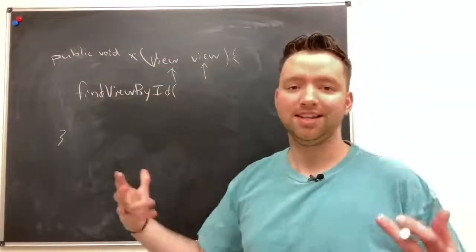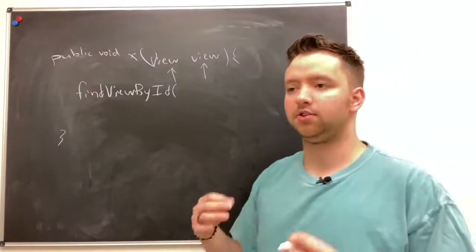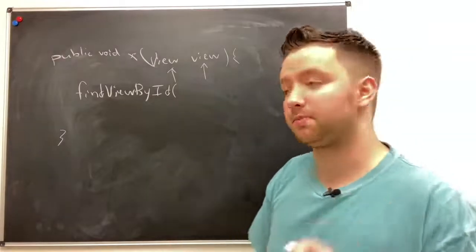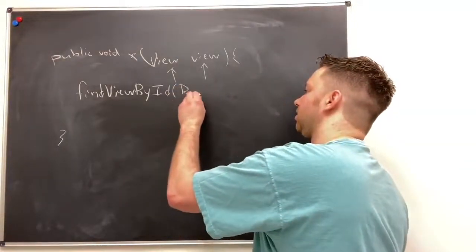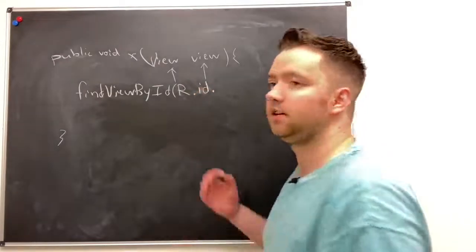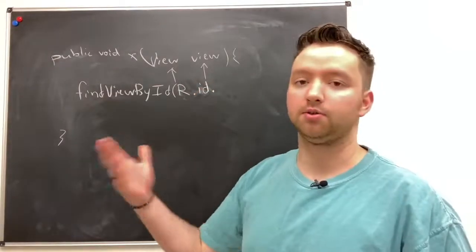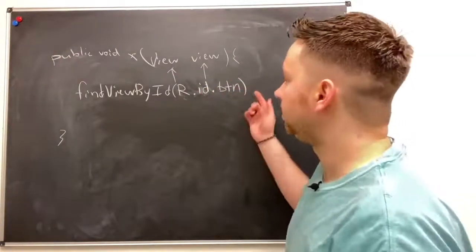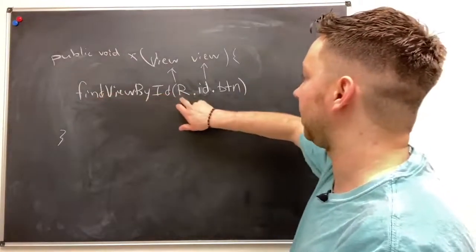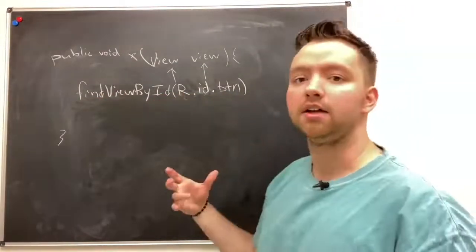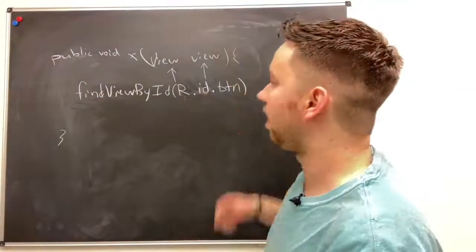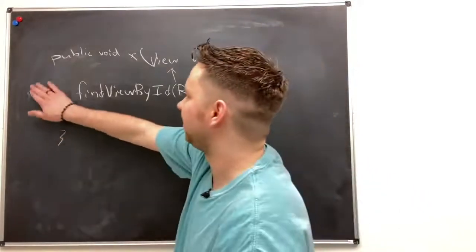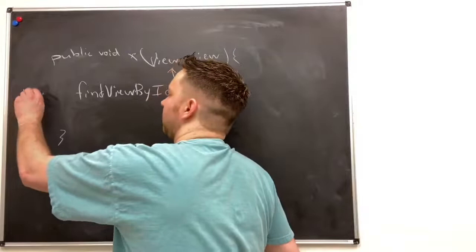Now this method takes an integer, and we don't exactly have integers for the IDs of all of the different views we have on our activity. So we use this special class R, and what we do is we say R.id and then the string name that we assigned to a particular view. So for example, we could have named it btn for button. Now this whole thing, findViewById passing R.id.btn, is going to return a view object. So we would then assign this back to a view object, or in the case of a button, we could assign it to a button, like so.